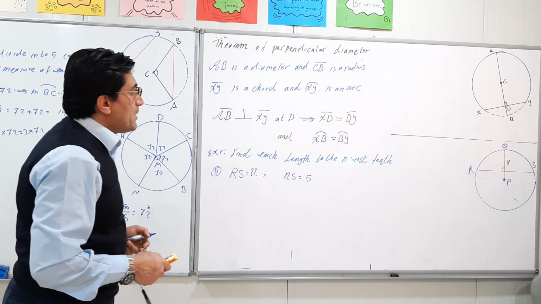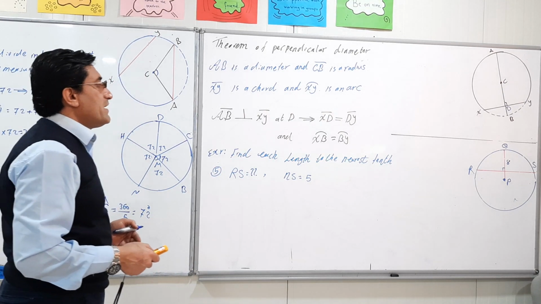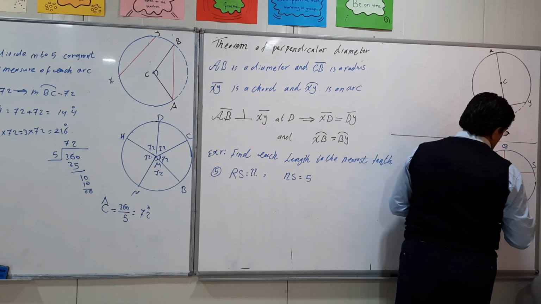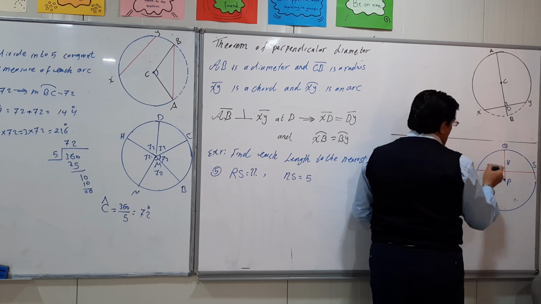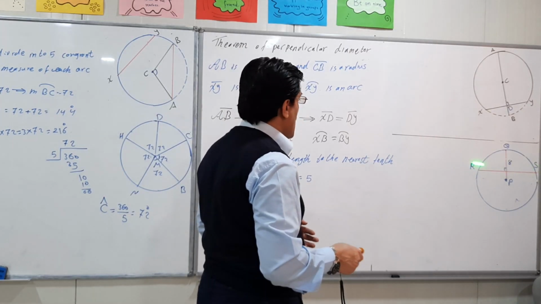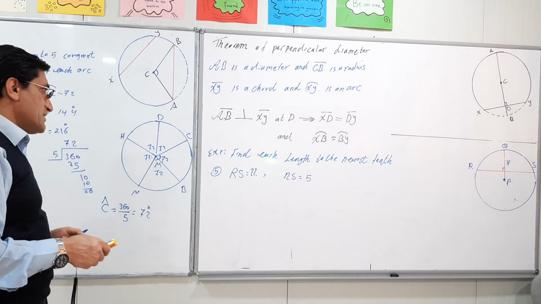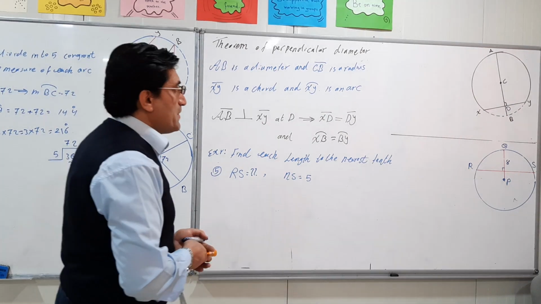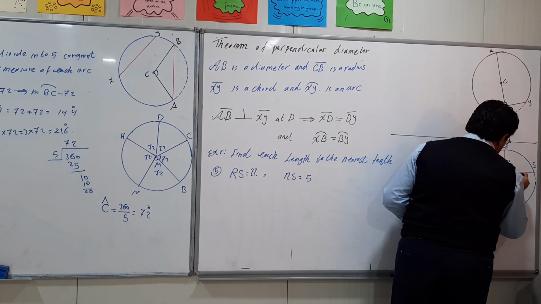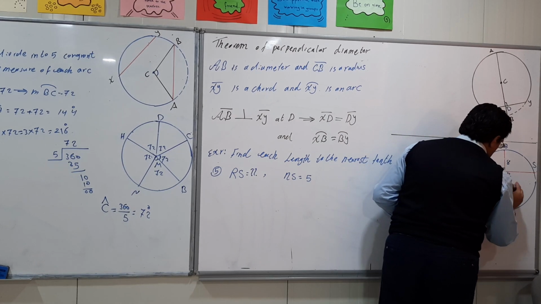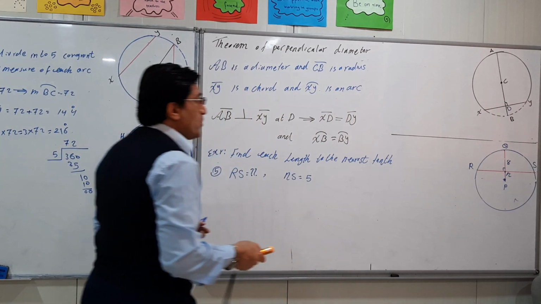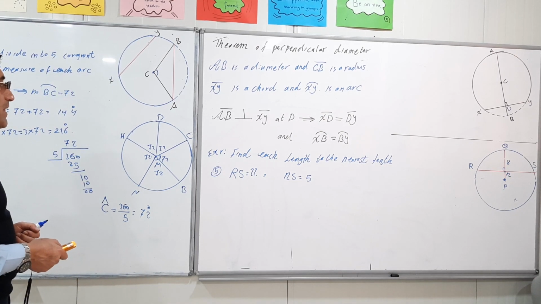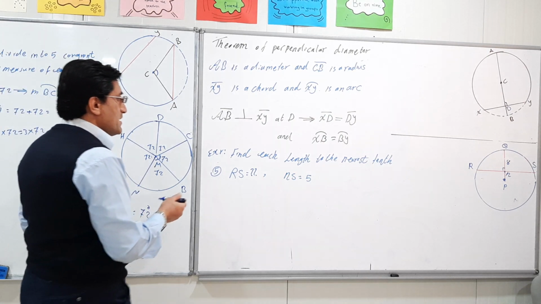Now, about the exercise: find each segment, to the nearest tenth. Question 5, find RS. How can we find segment RS when NS is given? N is the intersecting point. P is the center, and QN is perpendicular to RS at N, so N is the perpendicular point. How can we find RS when NS is equal to 5?